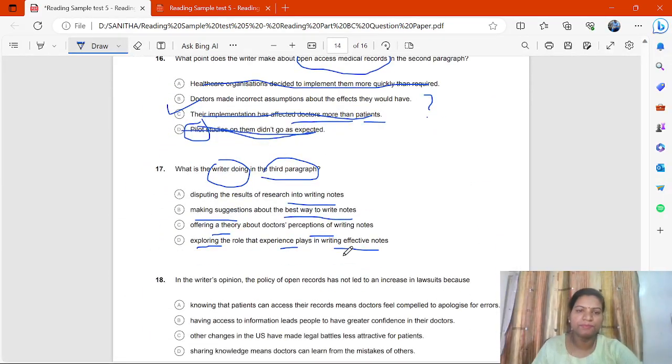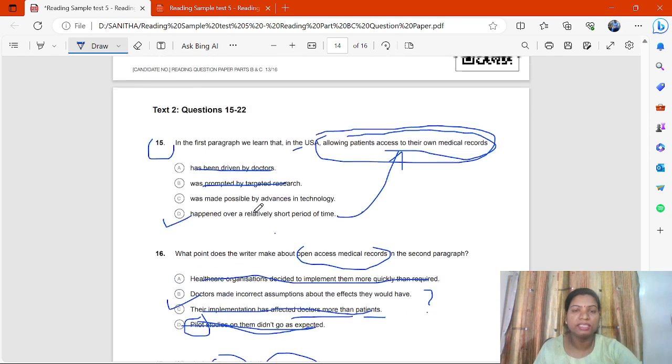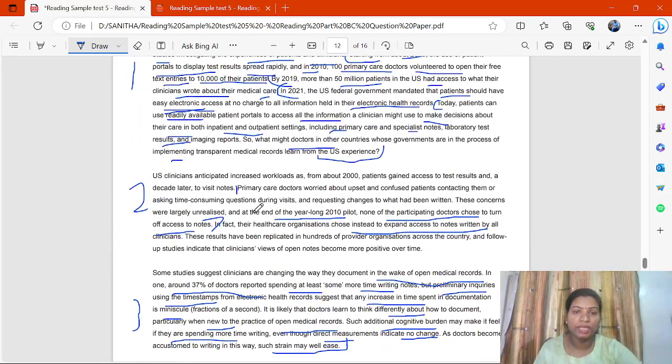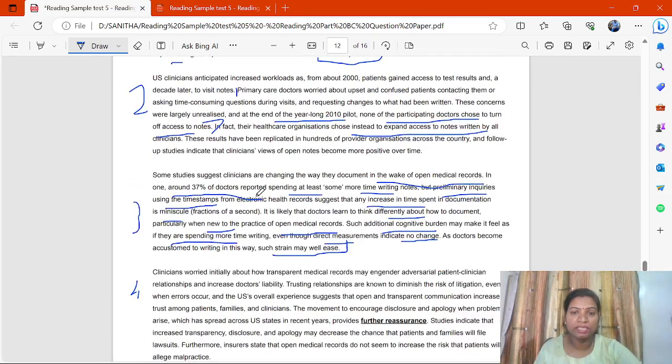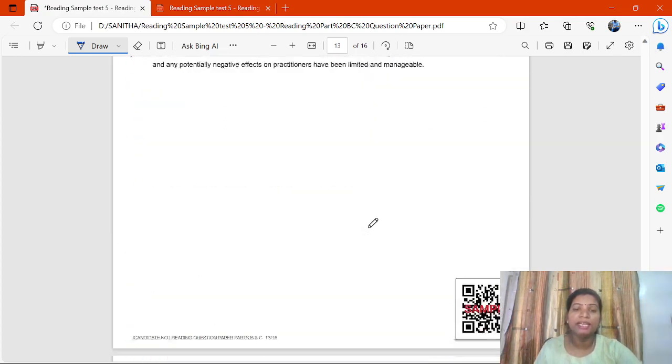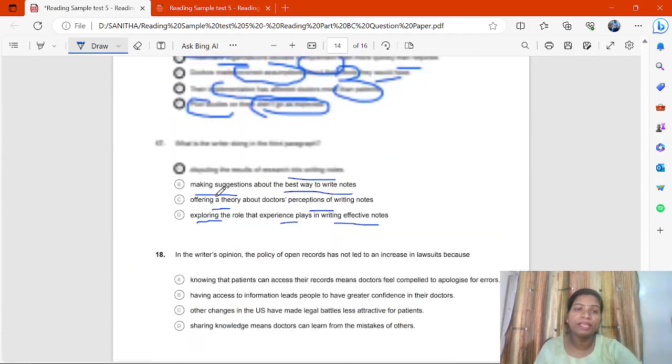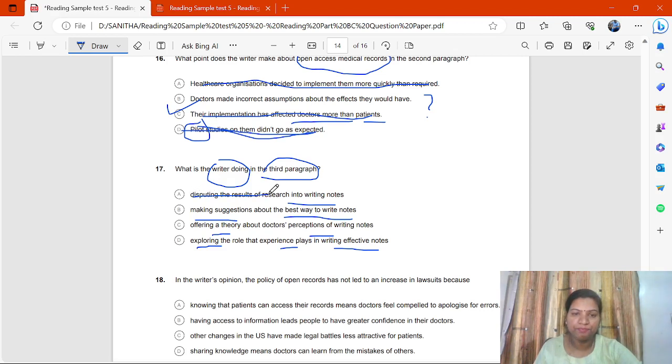We got the first option, disputing the research into writing. What is disputing? Disputing means argumentation. Is it disputing the research, or research into writing? Is there anywhere it is disputing? He is arguing, okay, but it is not anywhere research. So directly, this option is not matching. Eliminate that option. You got it, eliminate the option.